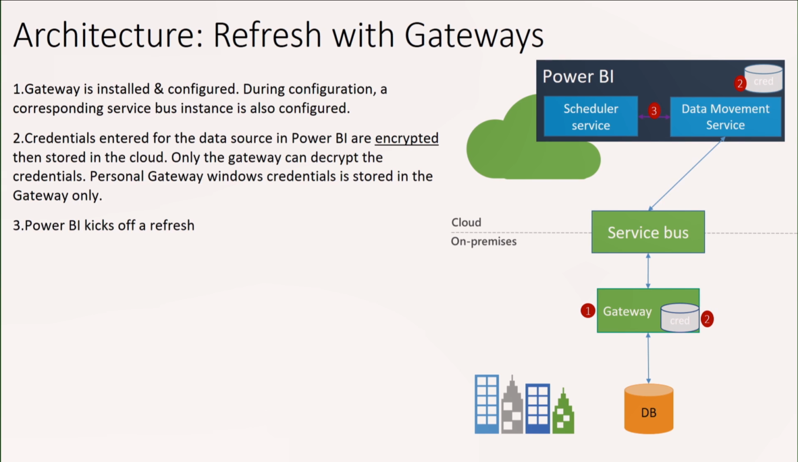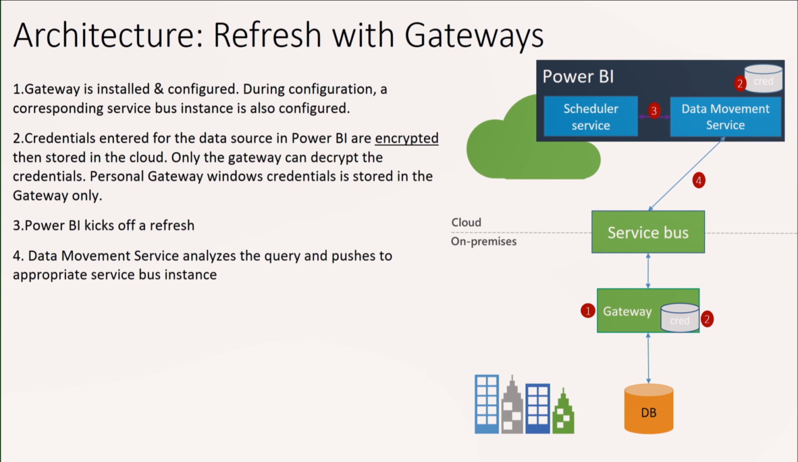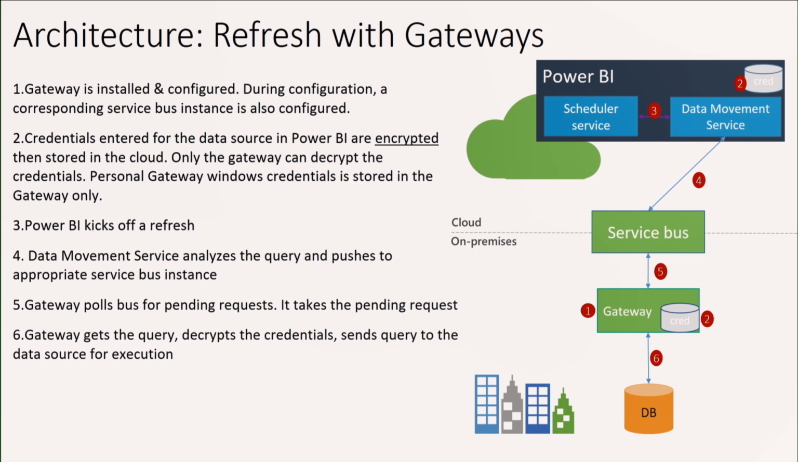Let's say you have a scheduled refresh. Once Power BI kicks off a refresh, the data movement service, which is the cloud piece that supports the gateway, analyzes the query and pushes it to the right gateway, which will be associated to your data set, so it knows through which Azure Service Bus relay to go. Based on the gateway, it checks which is the service bus relay, gets the request, and services it. Once the gateway does that, it decrypts your credentials only then and sends the query to the data source for execution.